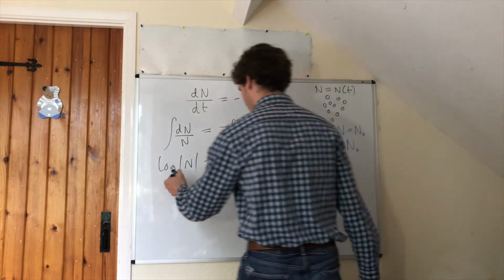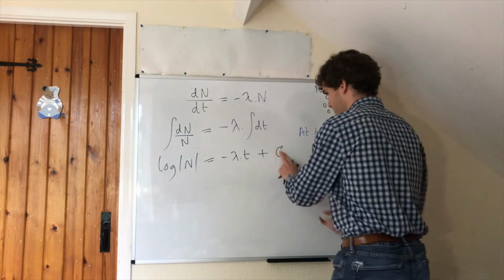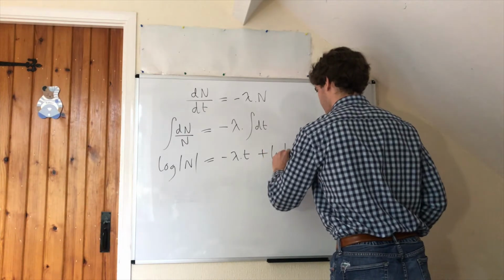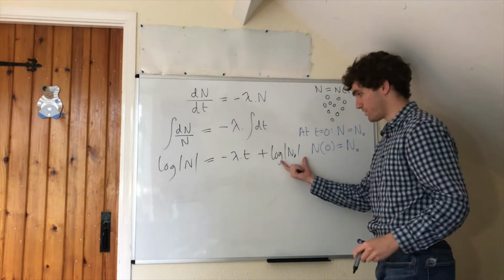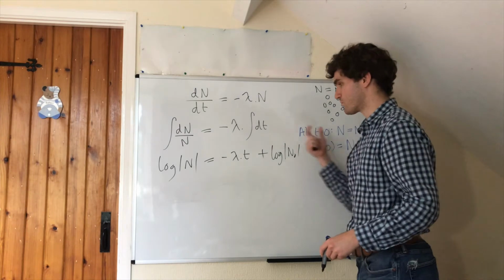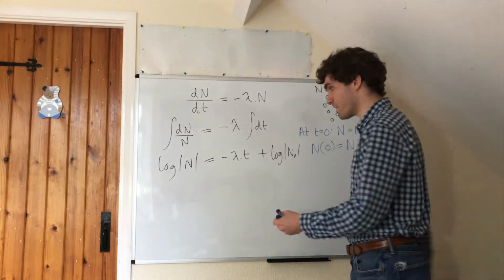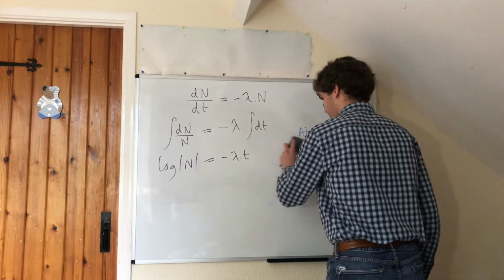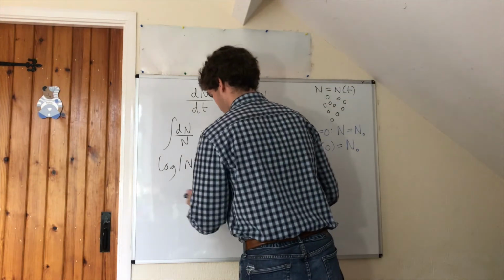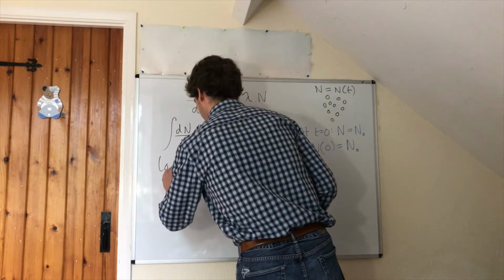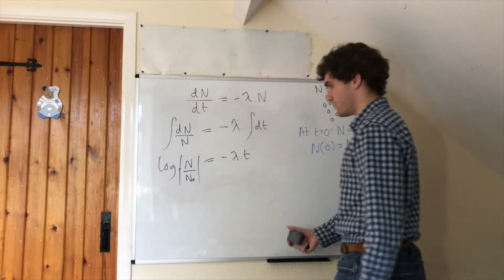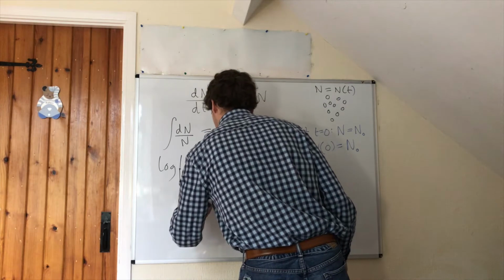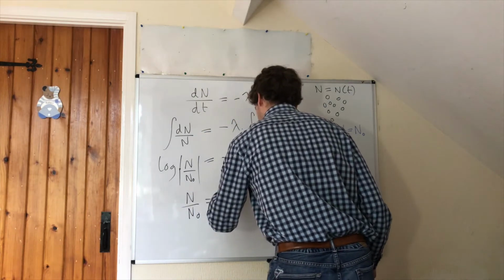And we get that this is log modulus n naught, and of course we can put the logarithm onto that side. We can subtract logarithms, which means we can combine the logarithms. I won't go through the details because I think anyone who's watching this will know what to do, but you can do that, and then you can take the exponents of both sides, and we get n over n naught is equal to e to the minus lambda t.